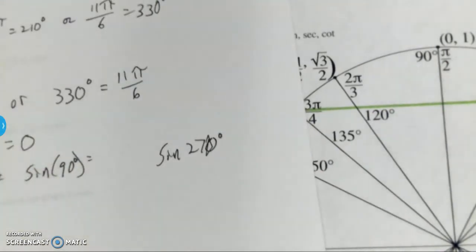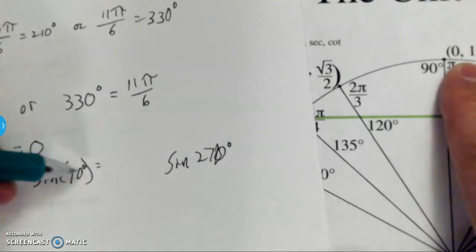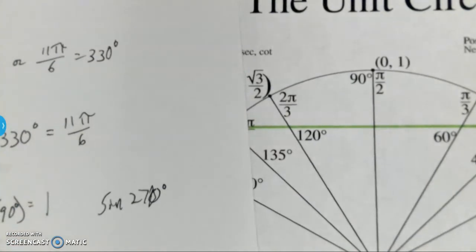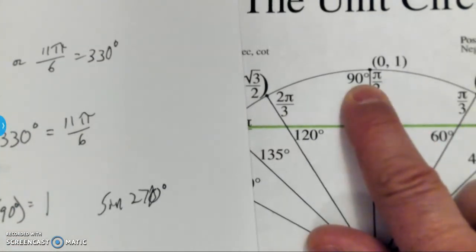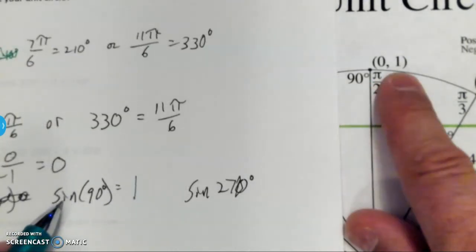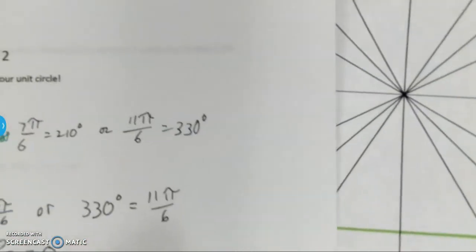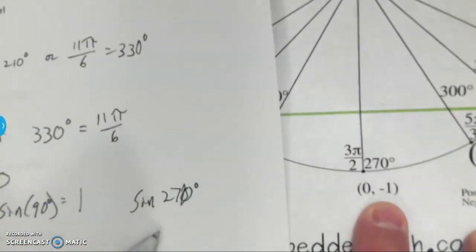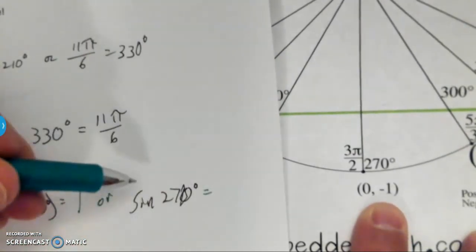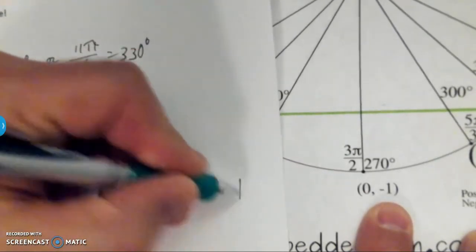Sorry about that. So if we go to 90 degrees, we want the sine of 90 degrees. Sine is the y coordinate, and the y coordinate is 1. So at 270 degrees, we need the sine, the y coordinate at 270 degrees, which is -1.